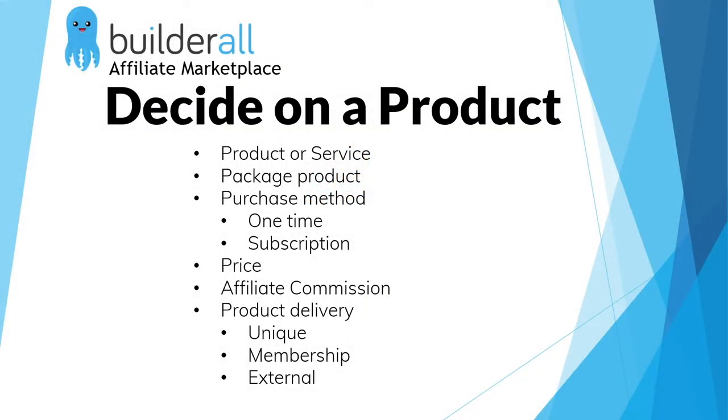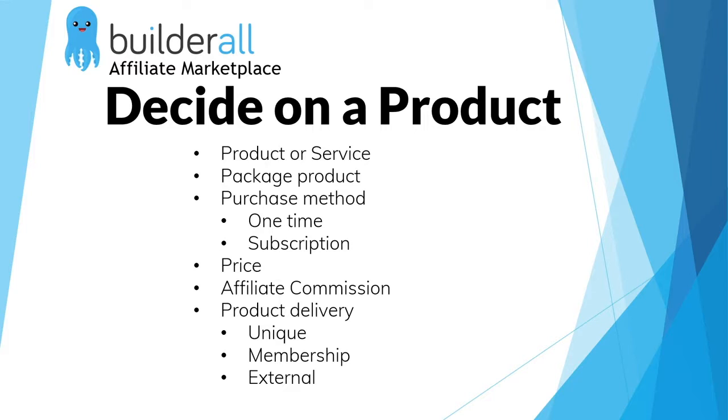In this video, we're going to talk about how to decide on a product. First of all, if you want to sell something on the affiliate marketplace, it can be a product or a service. And products might include an ebook, a video series, a course, or even support for a specific piece of software. So any of those qualify as being a product that you can sell on the affiliate marketplace.